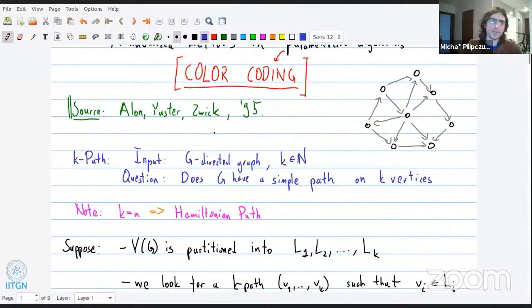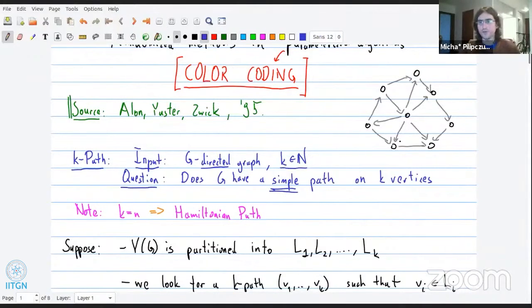So to explain the technique, let us fix the problem that we'll be solving. And this will be the first example that was used by Alon, Yuster and Zwick, namely the k-path problem. So we are given as input a graph G that is directed. Well, it will not play a very large role that it is directed, but let's fix it to be directed for a moment. And I've got some integer k. This is the length of a k-path that I am looking for. And the question I am asking is whether in G I can find a simple path on k vertices. And by simple path, I mean simply a path that has no repetitions.